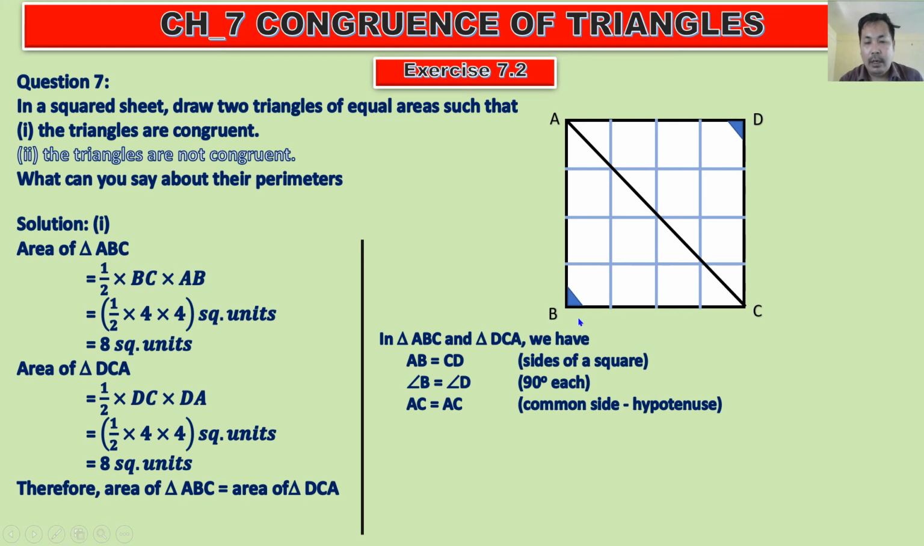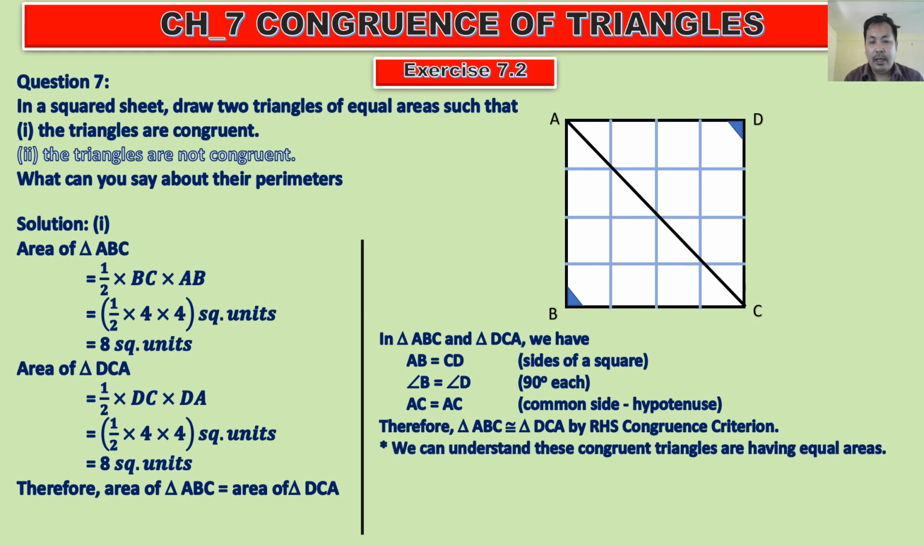Okay, that means we have got that the right angles are the same, the hypotenuse is also the same, and one side is also the same. That means these two triangles ABC and DCA are congruent. Therefore triangle ABC is congruent to triangle DCA by the RHS congruence criterion, meaning right angle, hypotenuse, and side. The congruence criterion says that these two triangles are congruent. Then we can understand that these congruent triangles have equal areas.